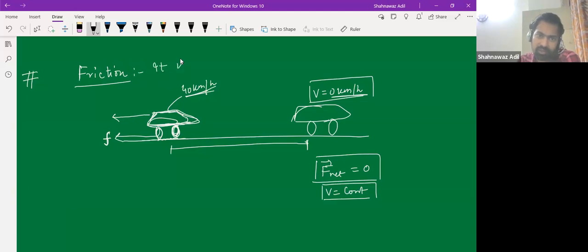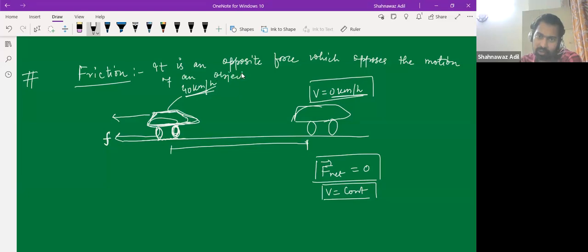It is an opposing force which opposes the motion of an object, we should write, due to their surface in contact.